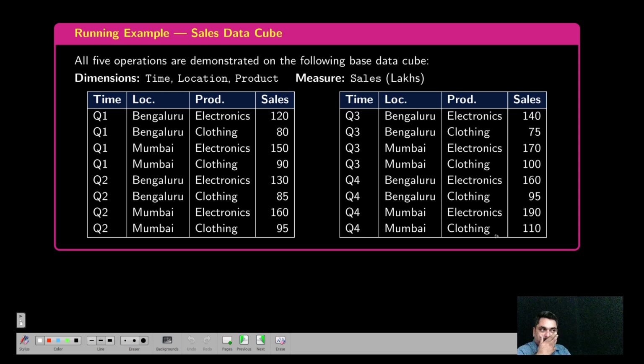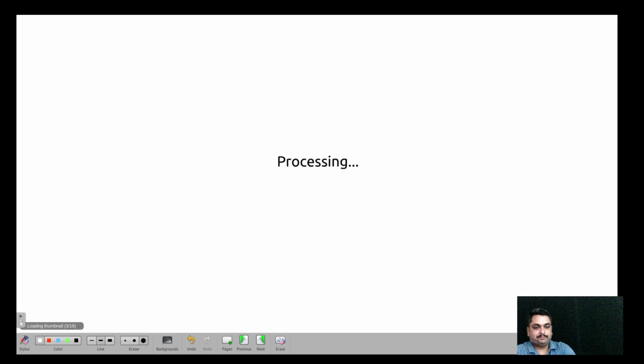For understanding these operations, we will take this standard example. To demonstrate the five operations, we will take a 3-dimensional cube, that is time, location, and product. Then the measure is sales in lakhs. So time, location, product, and then sales. So this is the entire table. I have given it as 2 tables to fit in this frame, but it's only one entire table of data.